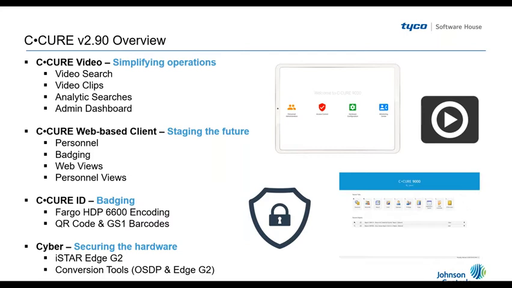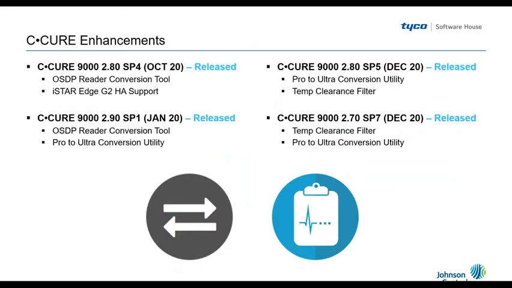So with that, let's jump over to some of the service packs that we were able to provide some new functionality for. So all of these are released. You can find them through the various versions on our software downloads page. One thing I want to note here is that there is some redundancy of the features based on a couple different options. So you'll see the OSDP reader conversion tool has been included in several of the service packs, along with the Pro to Ultra conversion utility and the temporary clearance filter.